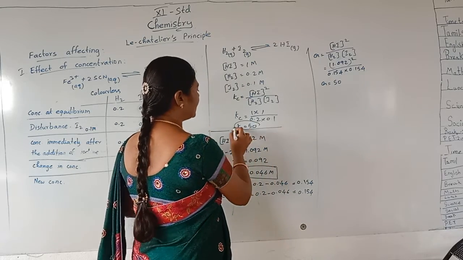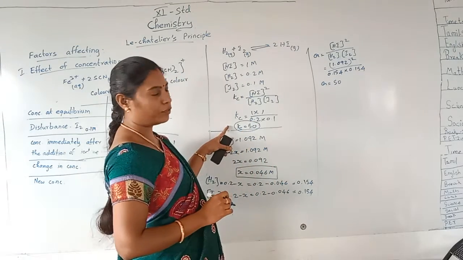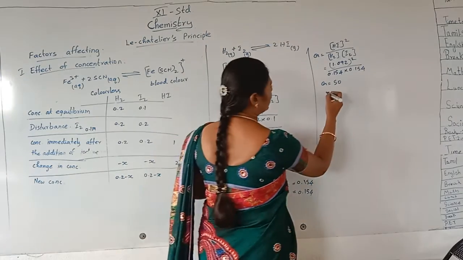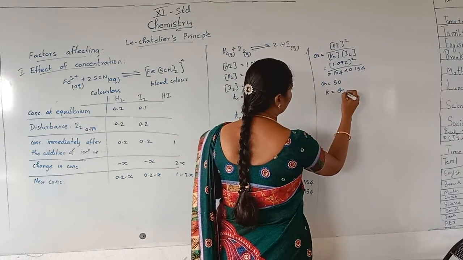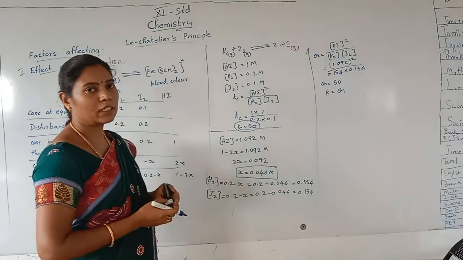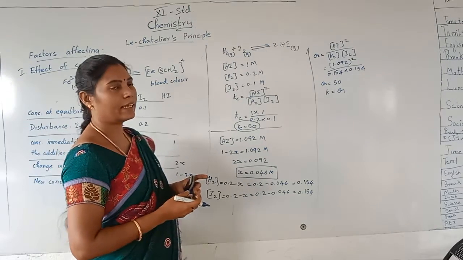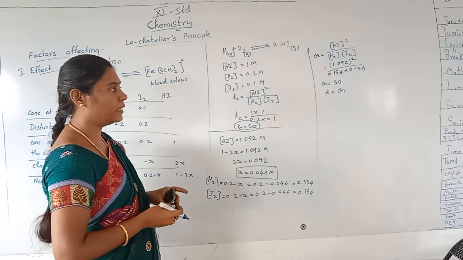Okay, so what is the Kc value? Kc value is 50 and Q value is 50. So K is equal to Q. It is the equilibrium reaction. K is equal to Q is the equilibrium reaction.